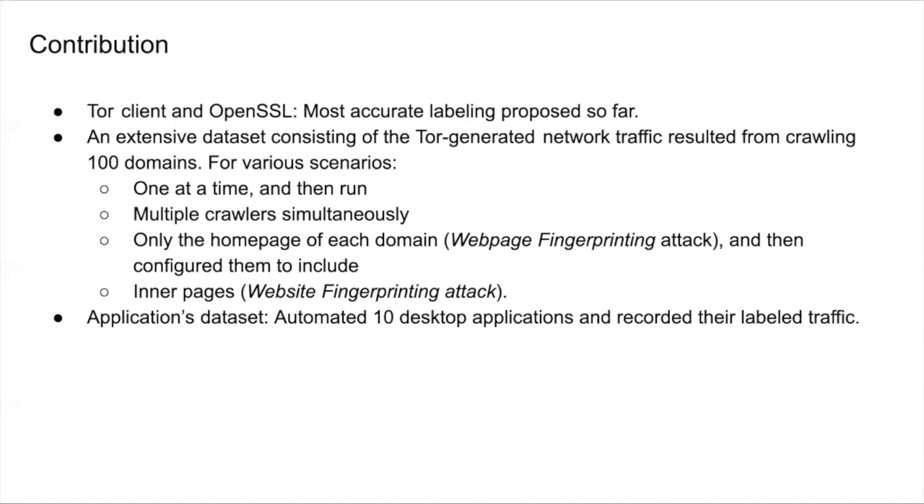We automated 10 desktop applications and recorded the labeled traffic, which was tunneled through the Tor SOCKS and Tor network. Additionally, we introduced another type of fingerprinting attack, called cell fingerprinting. A cell is a unit of transmission in the Tor network, and in this new attack, we didn't use the packet, we just used the cell.